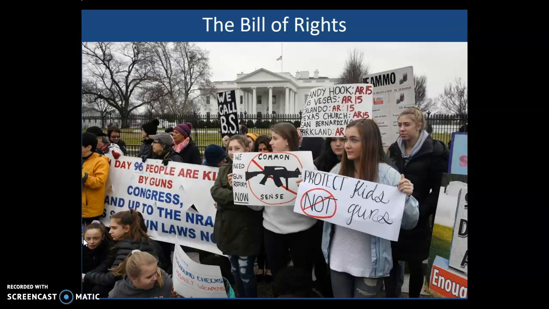Hello, government students. In our last lesson, we talked about the process by which the United States Constitution was ratified by the original 13 states. And you may recall that one of the conditions of ratification among many of the states was that the Constitution include a Bill of Rights. The Constitution, as it was originally written, talked a lot about the powers of the government, but it didn't talk about the rights of the individual.